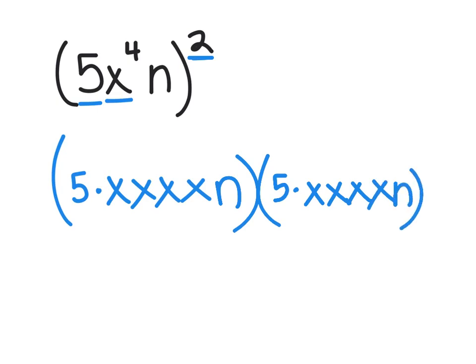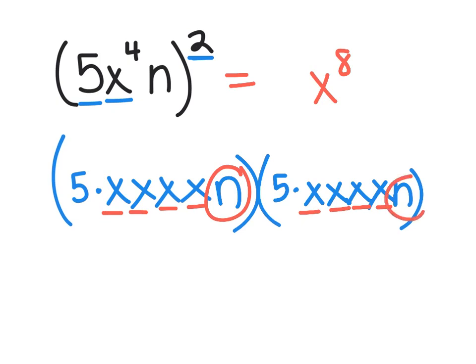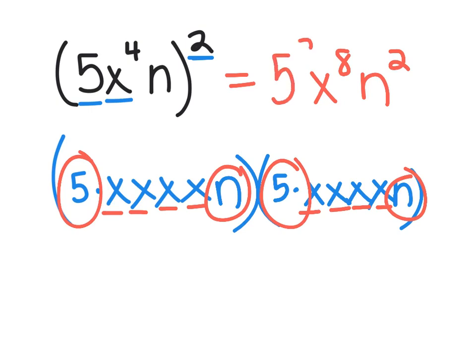Okay, so now to simplify that a little bit, let's go ahead and use our other rule. So x times x times x times x times another 4 x's would end up giving me x to the 8th. Okay, my n's, I see n times n. Well, that's the same as writing n squared. And then my 5's, I see 5 times 5. That's the same as writing 5 squared, or 25. Okay, so this would be my final answer.